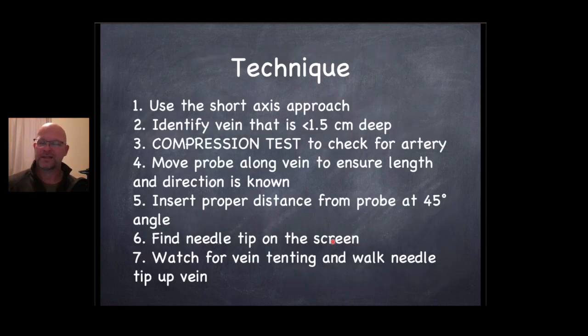The kind of technique that I like to use on this, I like that short axis approach. Make sure that the depth is appropriate. Make sure the vessel is straight for the length of the needle that I'm going to use. Do a compression test and make sure that vein will collapse easily and there's no arteries right there beside it, or no arteries in the way. I move the probe up and down, make sure it stays straight. Insert your needle at the proper angle. Find your needle tip. Watch for that tenting, and then walk your needle tip up the vessel.